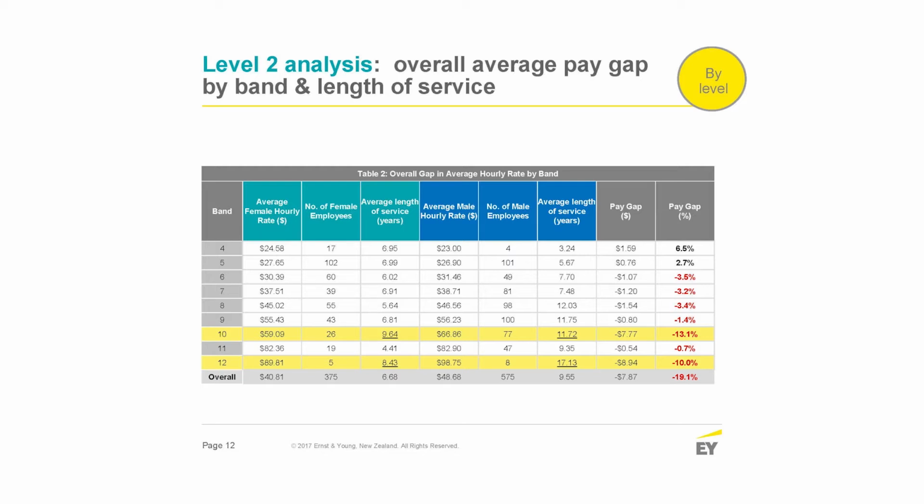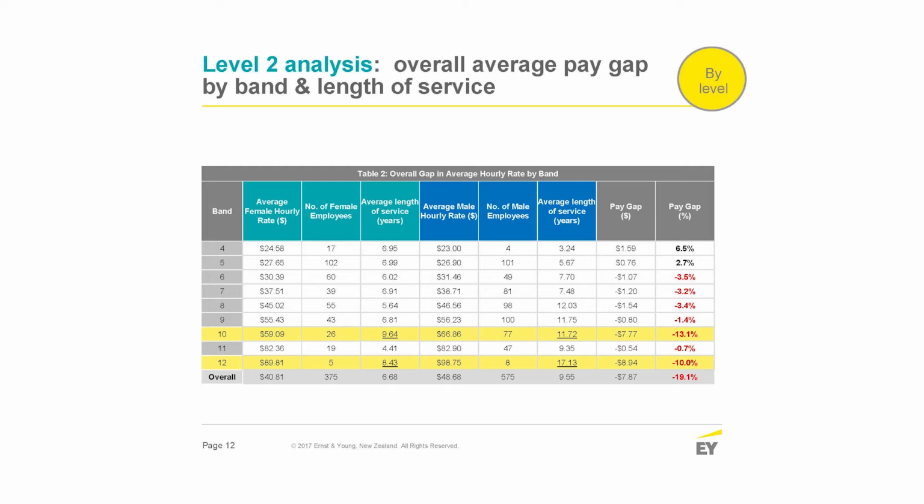Here's probably an interesting one. You've got, in level 6, 60 females, 49 males, average length of service 6 years, average length of service almost 8. There's a 3.5% pay gap. If you pick that apart, go down another layer, you might actually find that most of that might be explainable. Okay, it depends on what's going on there.